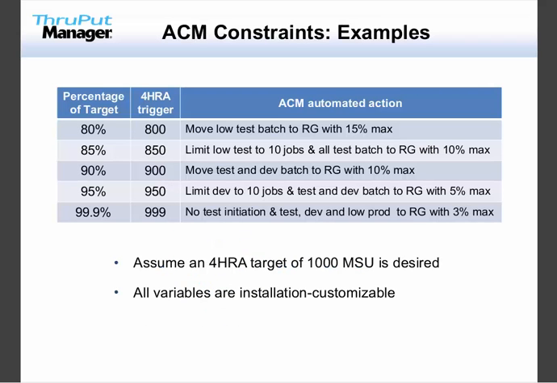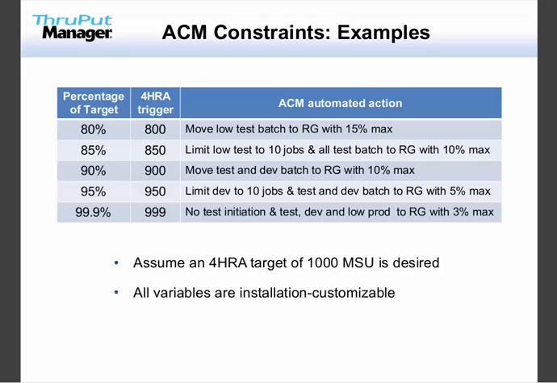Now, here's just a quick example of what this looks like within the TM automation policy. We implement this as percentages of your target. So in this case, your target is, for example, 1,000 MSUs. Whether I have a cap or not, I've decided that I don't want to exceed a 4-hour rolling average of 1,000 MSUs. So your highest percentage, you can see at the bottom there, is 99.9, or effectively 1,000, and the action that will be taken by ACM.